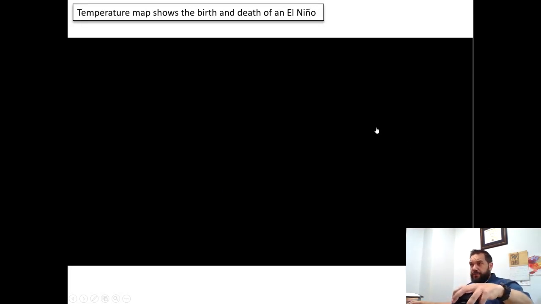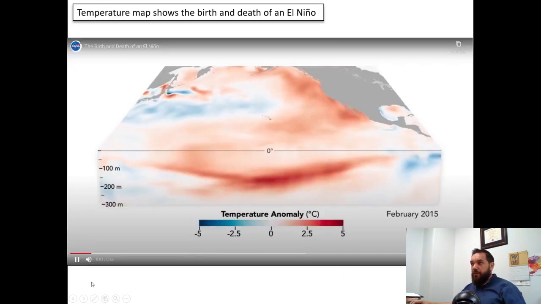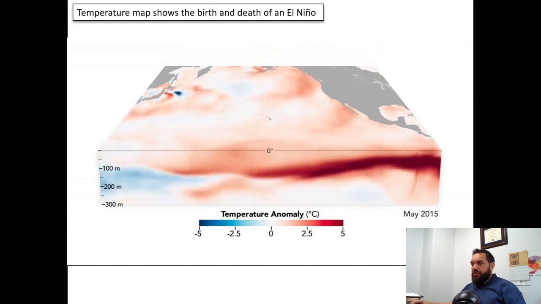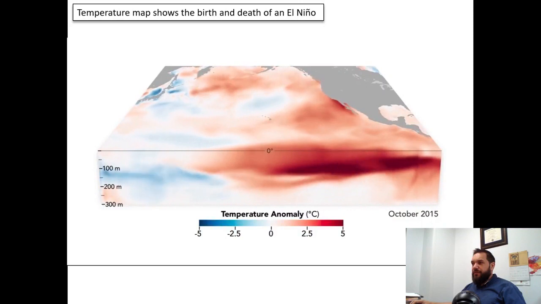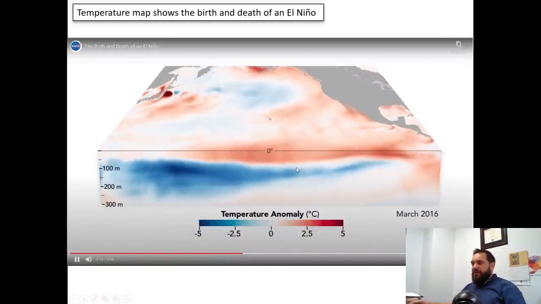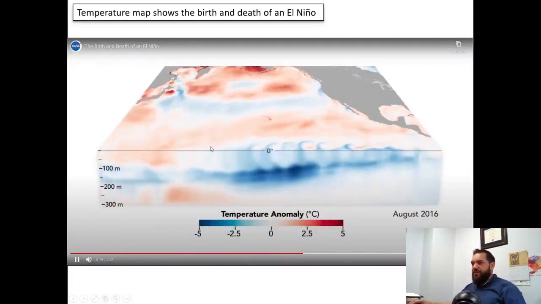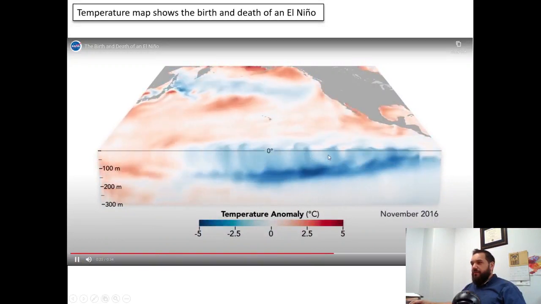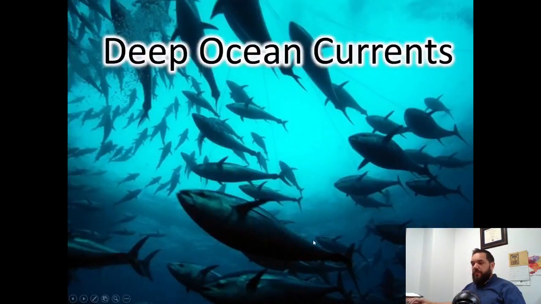So there's a temperature map that shows the birth and death of El Nino. You can see the temperature anomalies, these are higher than average temperatures there on the western side. But then you'll see it slowly changing. It becomes cooler than average right here, June 2016. So that would be a La Nina year, okay? And then you get a return to fairly normal conditions. So you can hopefully get a clear idea of it from there.